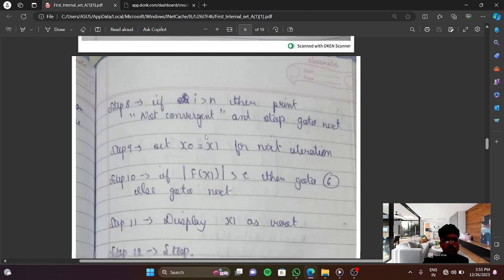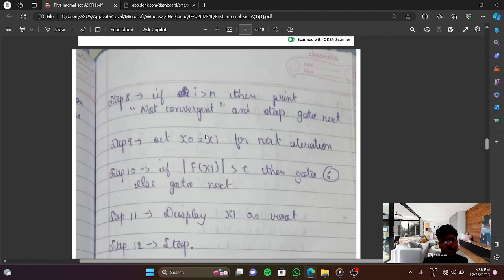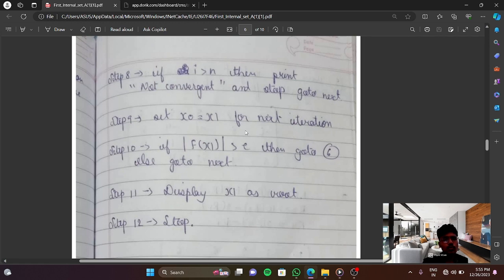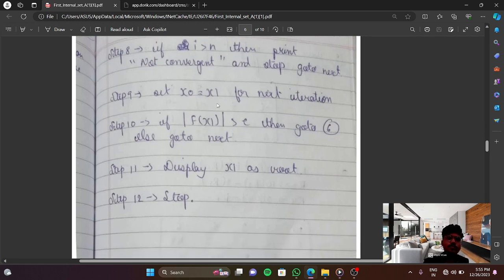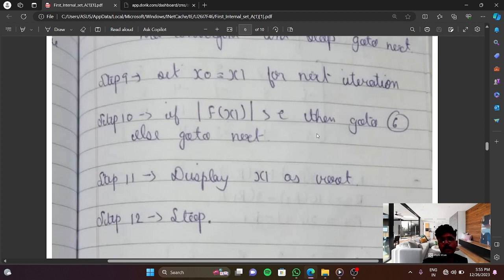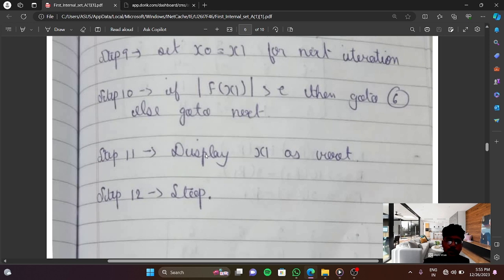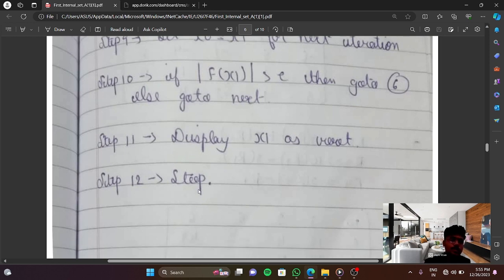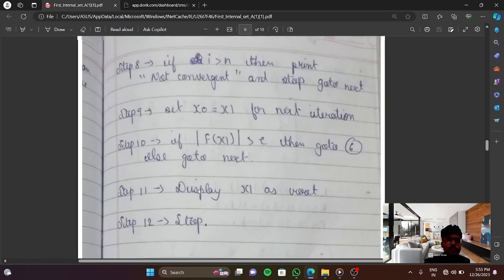Now step 8: if i is greater than n, then print not convergent and go to next. Step 9: set x0 is equal to x1 for the next iteration. Now step 10: if f(x) is greater than e, then go to step number 6, else go to next. Step number 11: display x1 as a root. Step number 12: stop. So this is the algorithm.